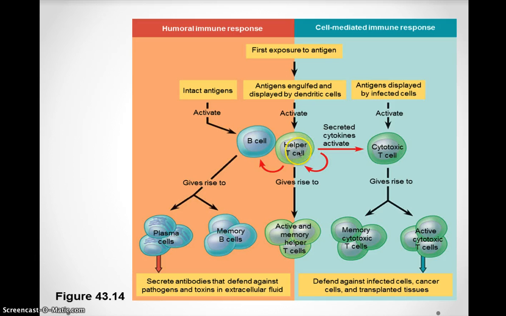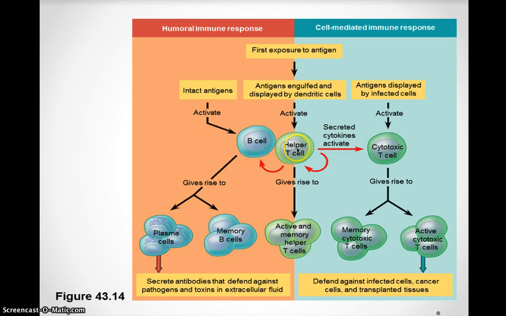Helper T cells, once they've been activated, not only will they create killer T cells and summon them, but they will also split apart and make memory helper T cells, so that if there's another infection, they can respond to it quickly. Now the helper T cells are also going to summon B cells. Because if you remember, the B cells can split into memory B cells and plasma cells. And the plasma cells will be the ones that secrete the antibodies.